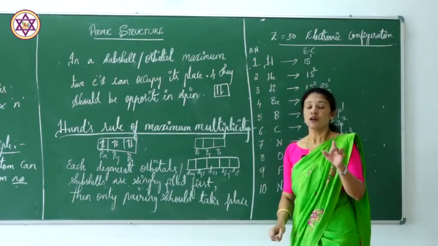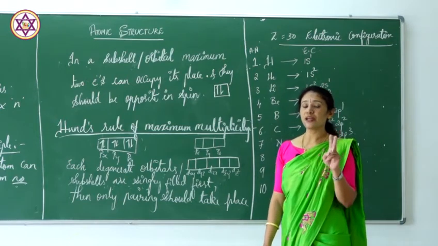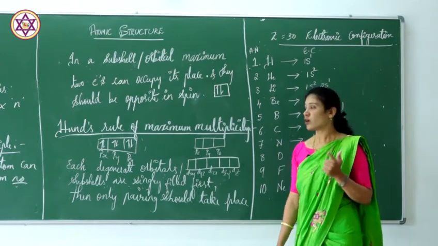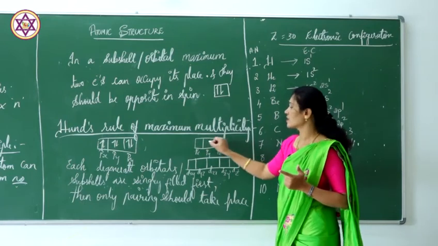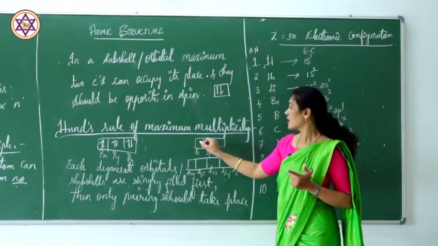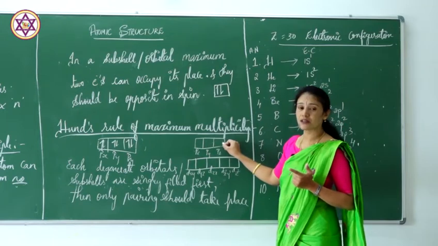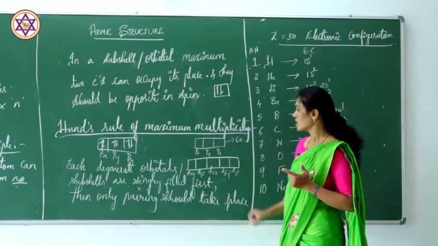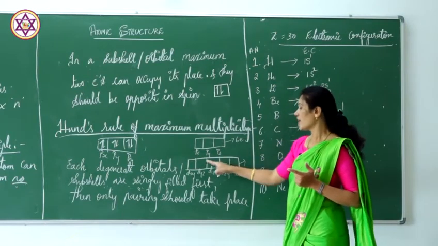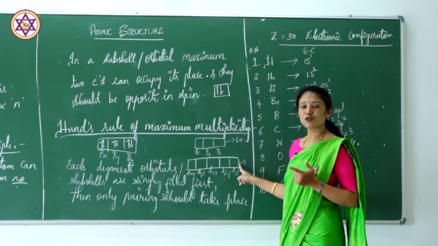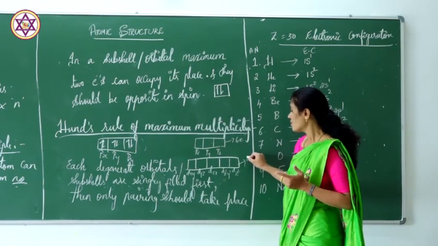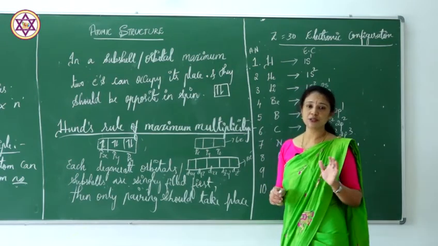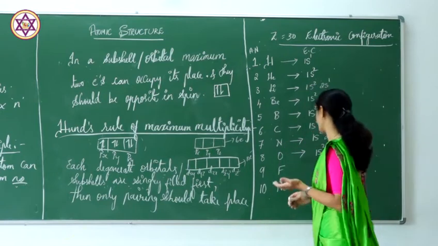In the s subshell, a maximum of 2 electrons can be occupied. In the p subshell, what is the maximum number of electrons? It is 6 electrons, because there are 3 degenerate orbitals in the p subshell. Therefore, I can fill a maximum of 6 electrons in the p subshell. In d there are 5 degenerate orbitals, so here I can fill a maximum of 10 electrons. In the f subshell there are 7 degenerate orbitals, so I can fill a maximum of 14 electrons.